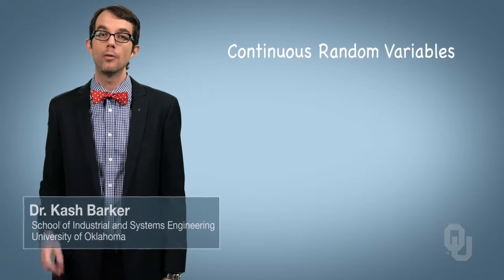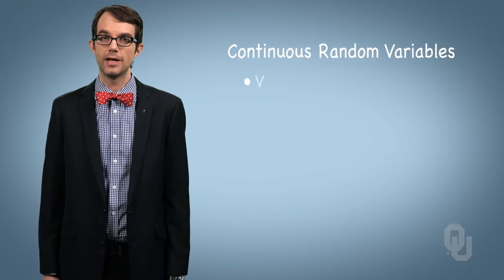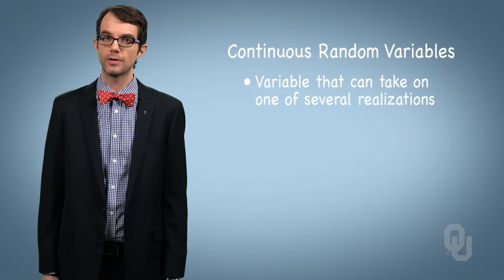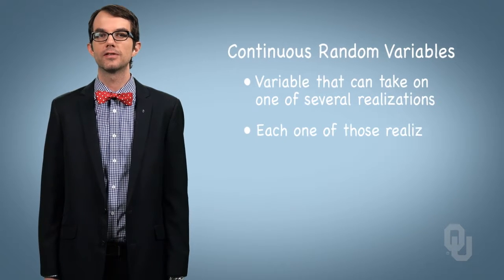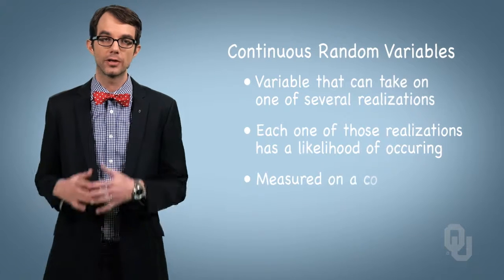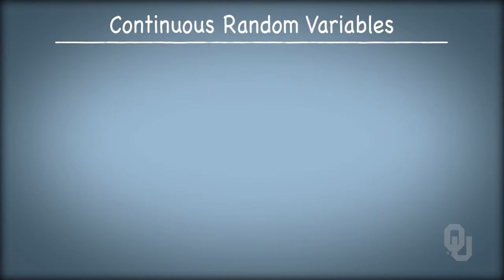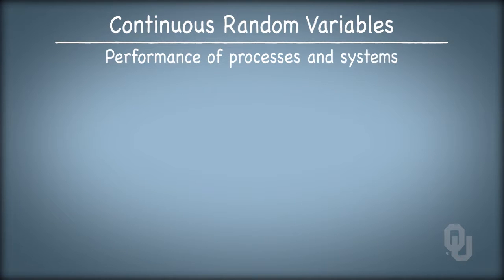In this unit, we discuss continuous random variables. I will once again beat you over the head with the definition of a random variable. It's a variable that can take on one of several realizations, and each one of those realizations has a likelihood of occurring. And continuous random variables are measured on a continuous number line. Continuous random variables are especially useful in helping us understand the performance of processes and systems.